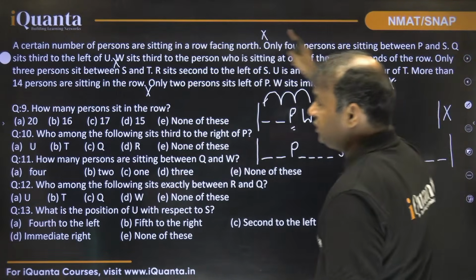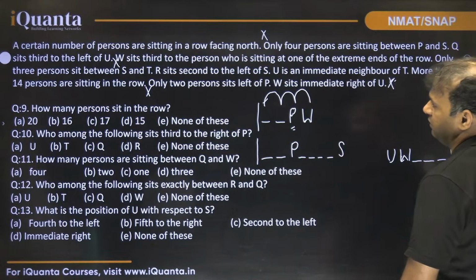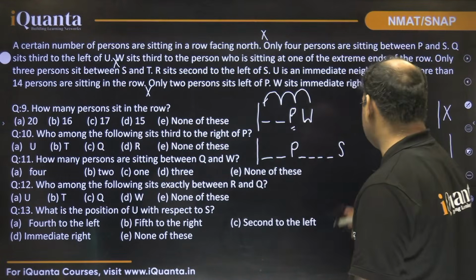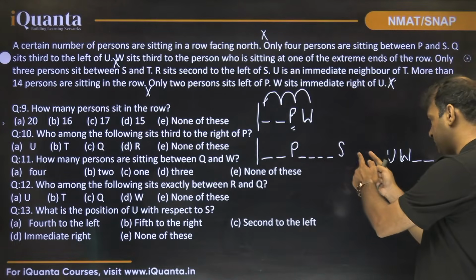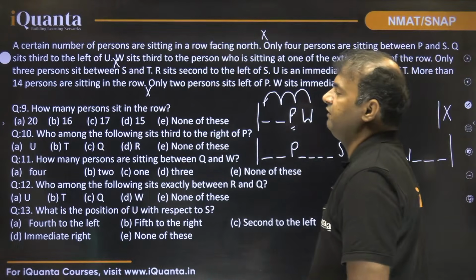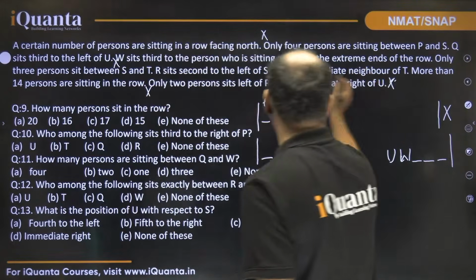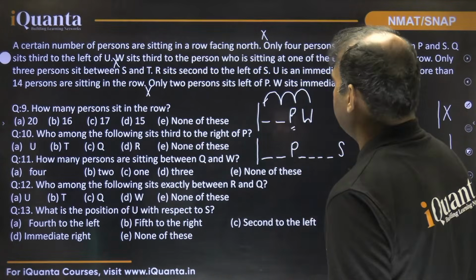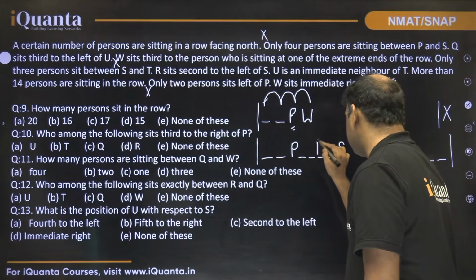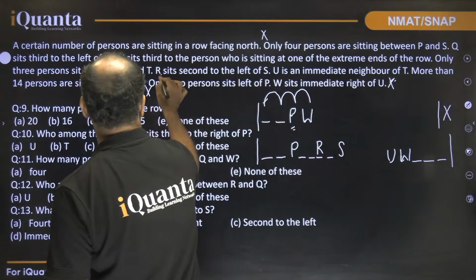Then they are saying that Q sits third left of U. All right, Q should be third left of U, means here. Okay, let's read other points as well, because we are not sure whether Q will be between S and U or Q will be to the left of S, right? Let's see if any other point is helpful. So they were saying that only 3 people sit between S and T. Okay, R is second left of S. So R should be here. We can arrange that quickly, right? R should be here. R is second left of S. This point has been used.